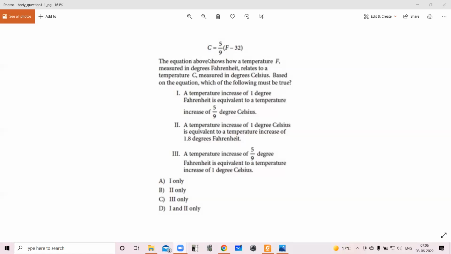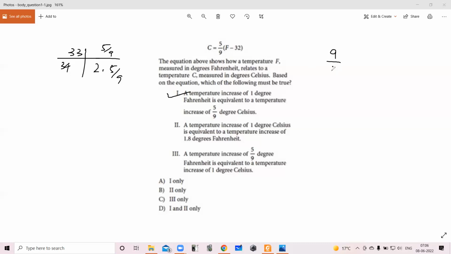33 minus 32 is 1 times 5/9, so that's 5/9 of a degree. And then 34 is 2 times 5/9 of a degree, another additional 5/9. So that makes statement number 1 true. Correct. Statement number 2, 1 degree Celsius. If you have 80 degrees Celsius, you divide by 5/9, so times 9/5.